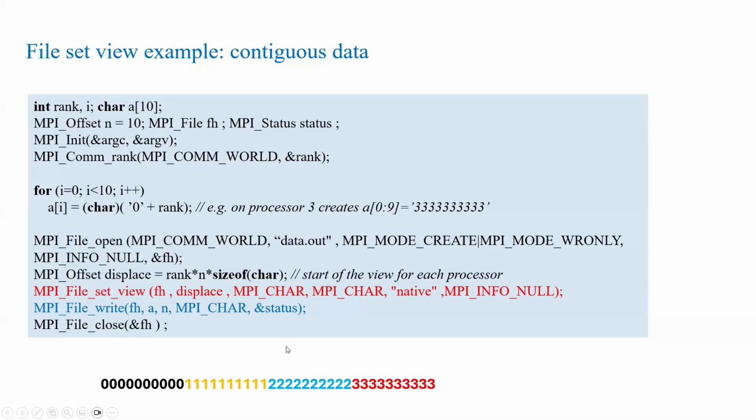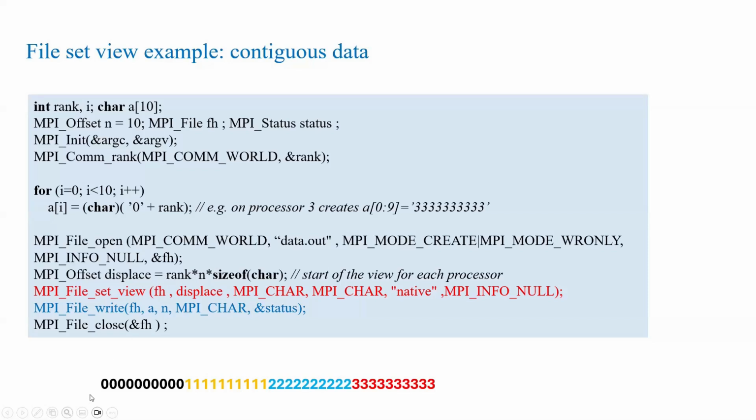So when we do this, basically we open a file and name it data, right? And this is a new file, so we use the create mode. In the meantime, we open it for writing. Okay, and we'll calculate the offset. So offset is a displacement, okay?